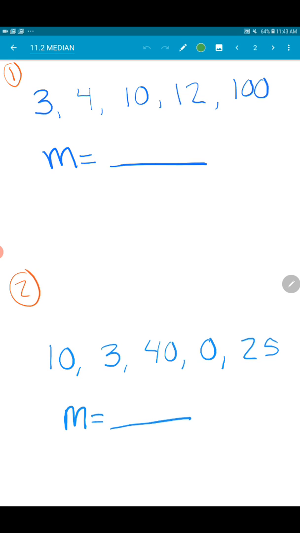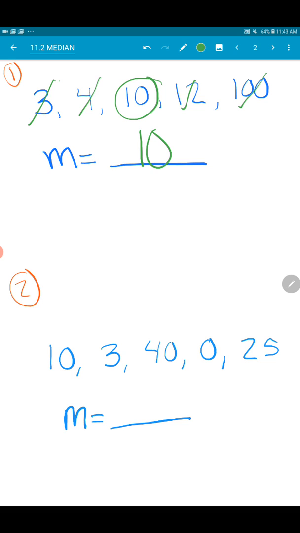All right, I'm going to go through these and you can check your work. So first one, number 1, is already in order from least to greatest. So I just cross off the 3, the 100, the 4, the 12, and the 10 is in the middle. So the 10 is my median.